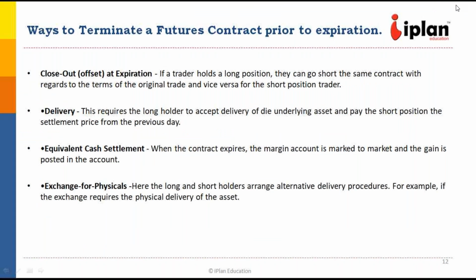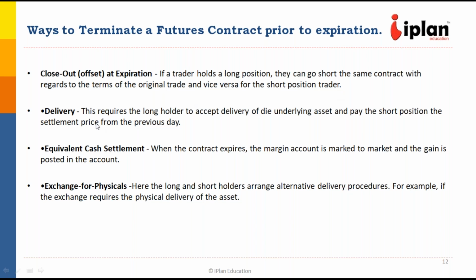If a trader holds a long position, they can short the same contract with regard to the term of the original trade, and vice versa for the short position trader. So offset at the expiration. That means you have bought one contract, you will sell the same contract and your position is offset. So your position is closed. And the difference between the prices will be your profit that is credited in your account.